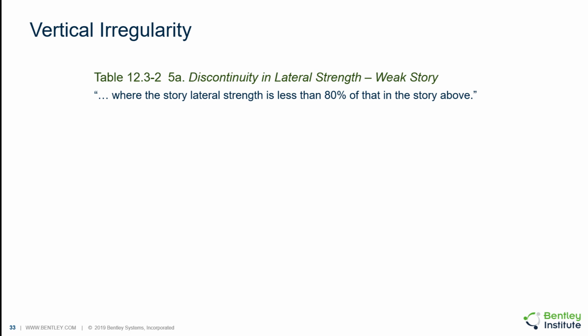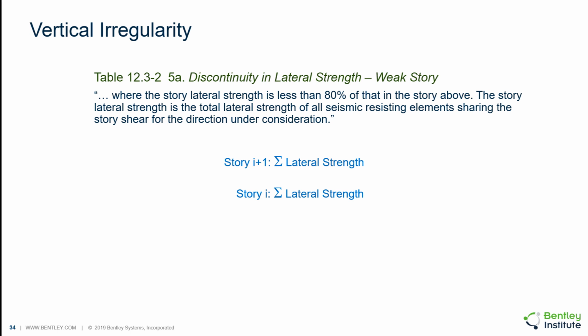The weak story irregularity is defined to exist where the strength of a story is less than 80% of the strength of the story above. Note that this is different than the soft story irregularity, which is based on the stiffness rather than the strength of the stories. This determination is made by summing up the lateral strength of all of the frame members that resist the story shear for the direction of the seismic force under consideration.